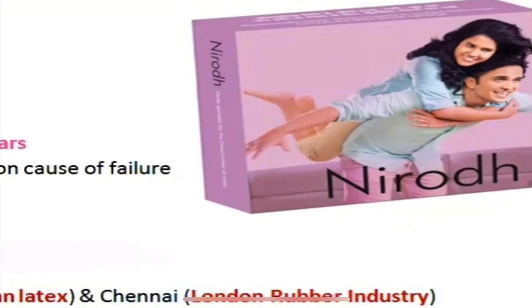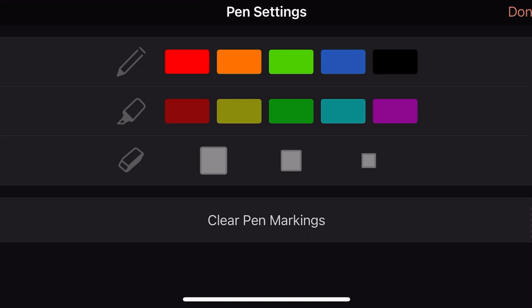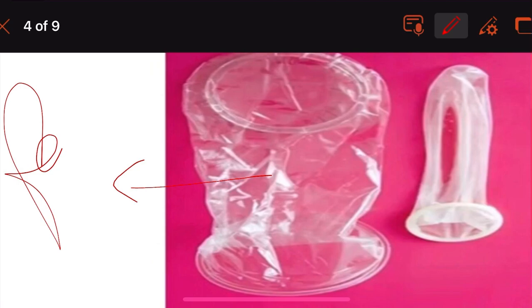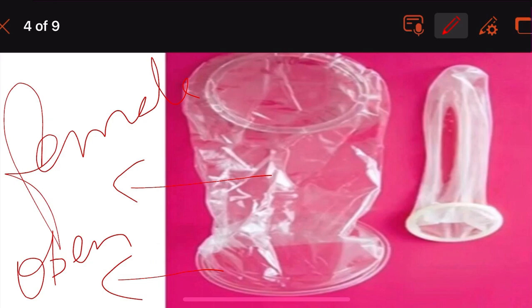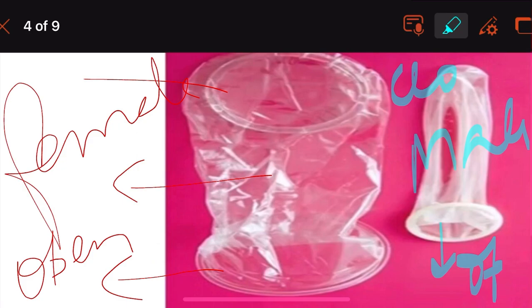There should not be confusion between the male and the female condom. The female condoms are comparatively big, and this is the open end of the condom and this is the closed end. Similarly, the male condoms are comparatively small, and this is the open end and that is the closed end of the condom.